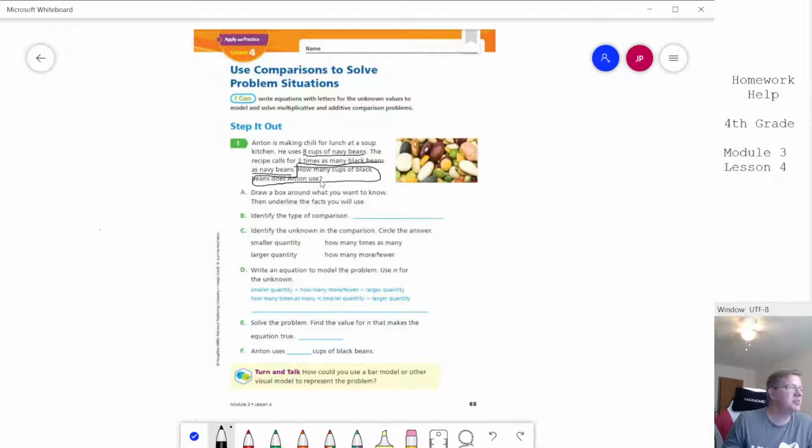Part A wants us to draw a box around the question. We want to know how many cups of black beans he uses. Identify the type of comparison. So the type of comparison that we are going to do is something with multiplication.